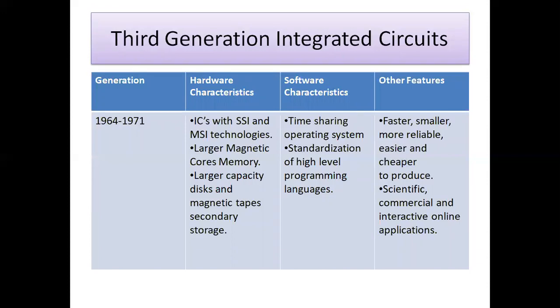Okay, children. Coming to software characteristics. Time sharing operating system. Time sharing operating system means what? Each and every process is given a particular time. Within that time, that particular process should complete, and the next process should be started. Standardization of high level programming languages. That means in the previous generation, they were still developing the languages. Here, they have given a standardization to those languages.